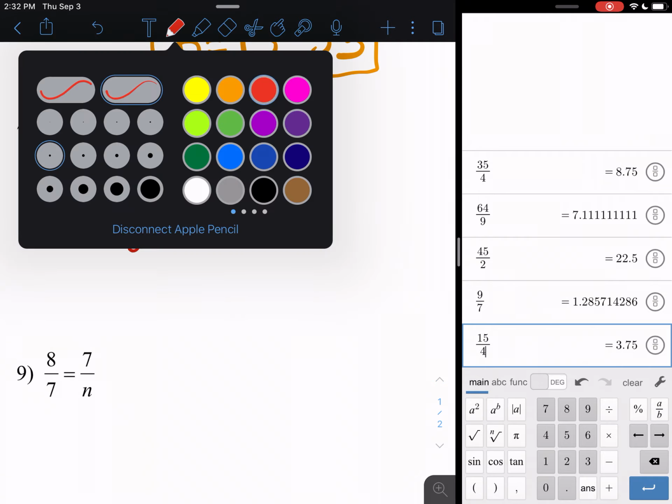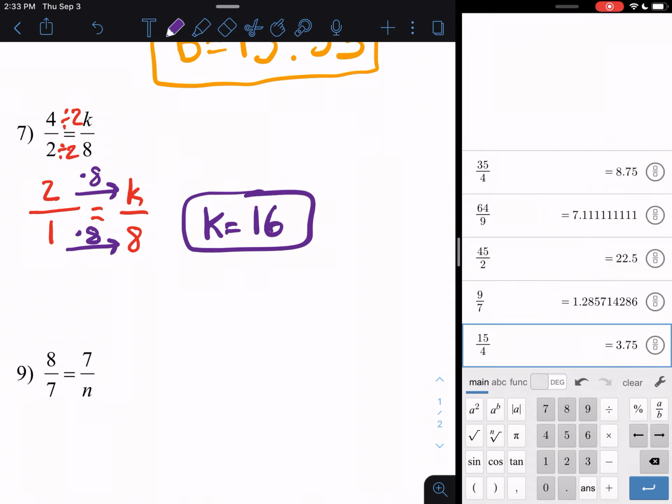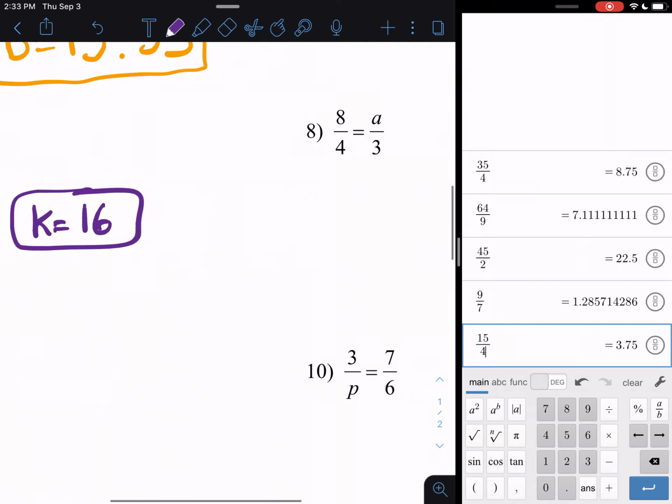Well, now I see a multiplicative relationship here. I know how I can get from 1 to 8. I can multiply 1 times 8 to get 8, which means to keep my ratios equivalent, I can do 2 times 8, so K equals 16. It's really nice. You don't always have to cross multiply. You can choose to, every single time you see a proportion, cross multiply, solve for the unknown variable. But there are other options, which is why I like showing you them.